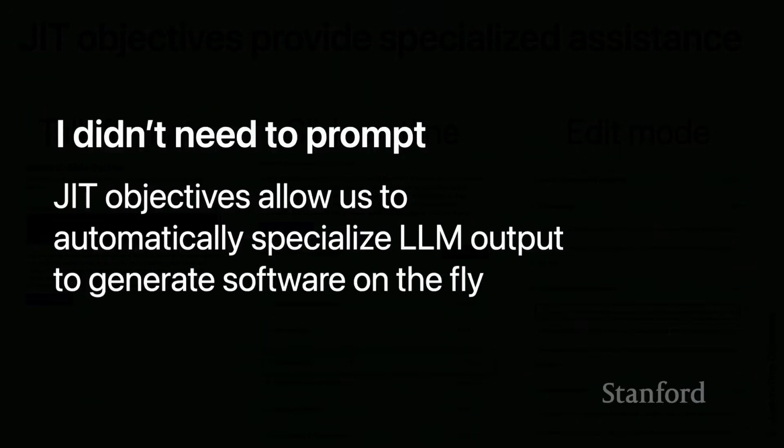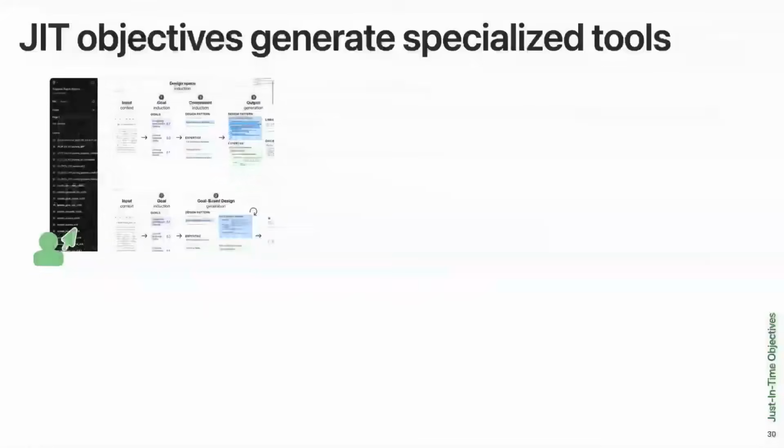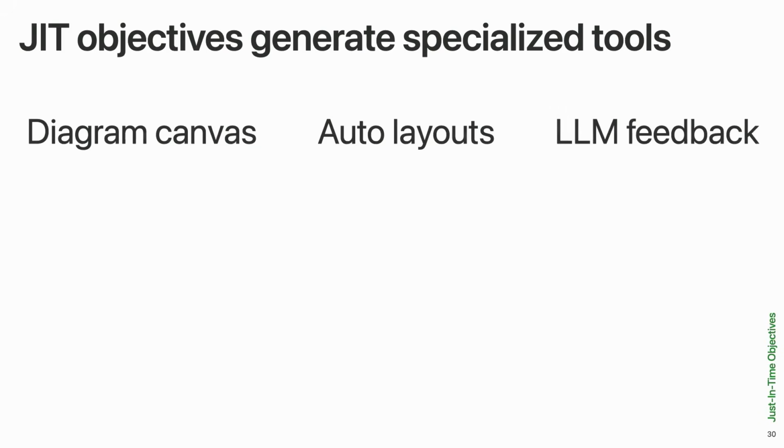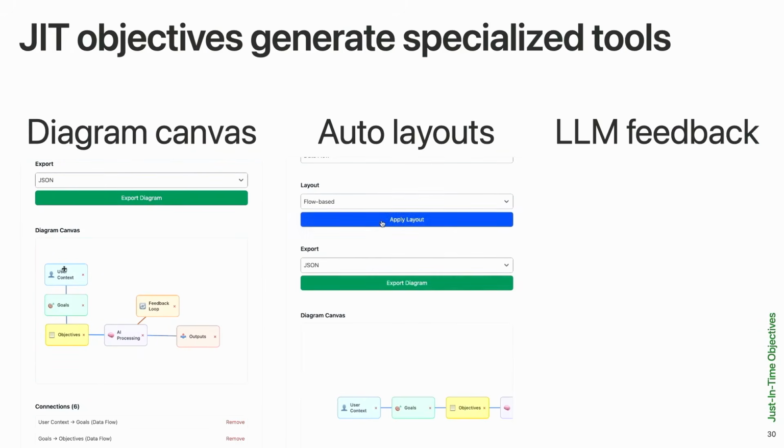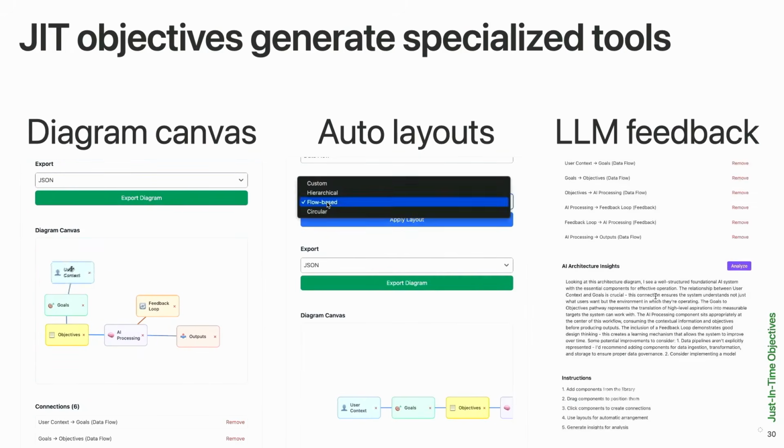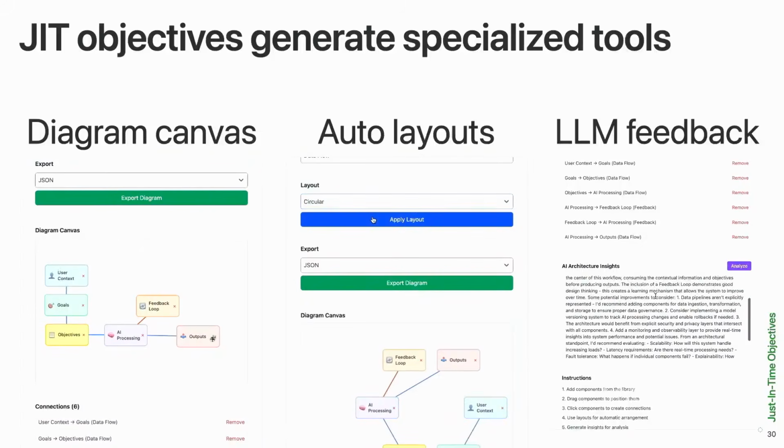JObjectives allow us to automatically specialize LM output from the start and generate this type of software on the fly. So for example, in another case, when I was working on a diagram, it generated this custom diagramming tool that had a canvas and nodes that were based on the specific concepts that were in my paper that I could move around and edit. It had different automatic layouts that I could experiment with. And it also had targeted LM feedback on these versions that I was generating, again, without me needing to request this directly from the system.